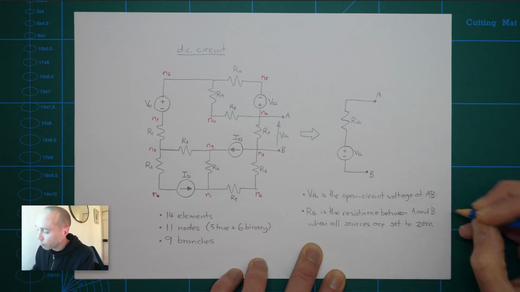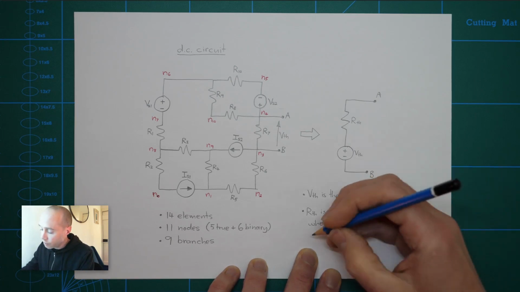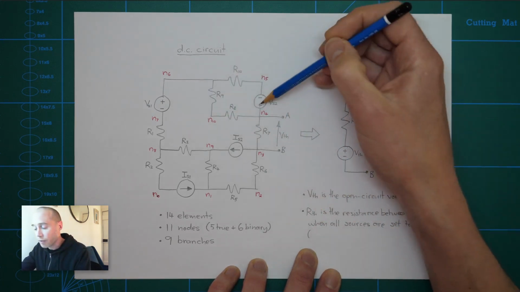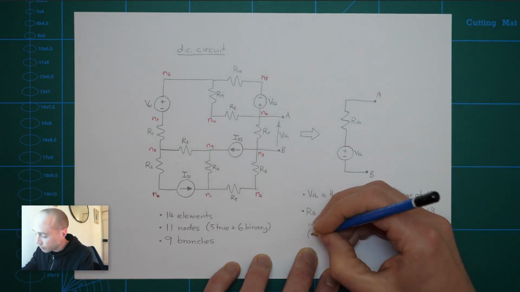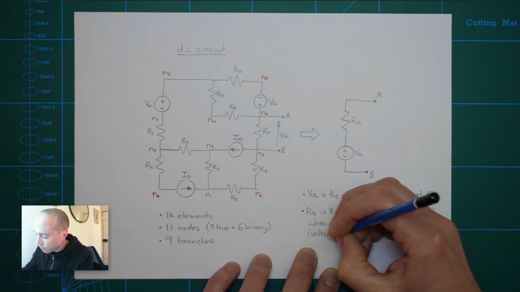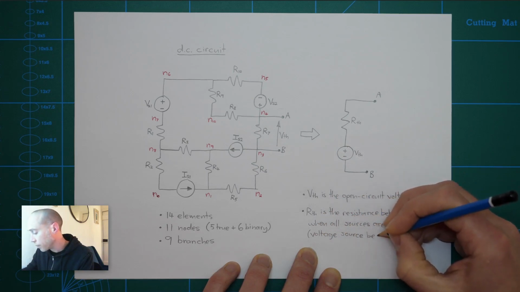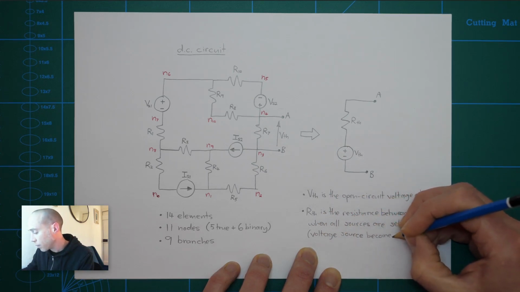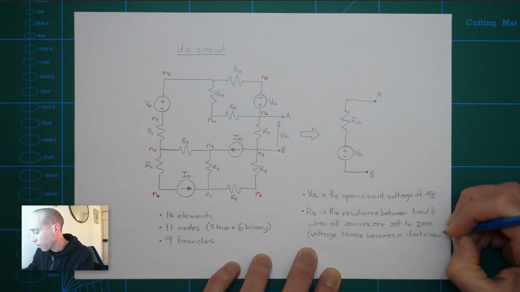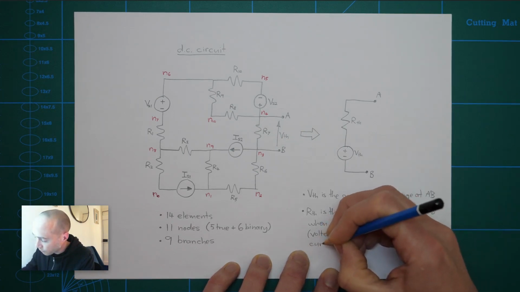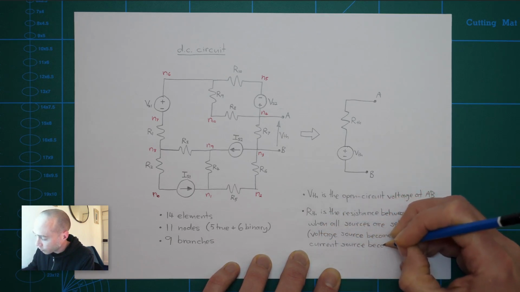Now we have to be careful exactly what we mean by sources set to 0. The two different types of sources that we have here, voltage and current sources, are going to behave quite differently when they're set to 0. So a voltage source becomes a short circuit. And a current source becomes an open circuit.